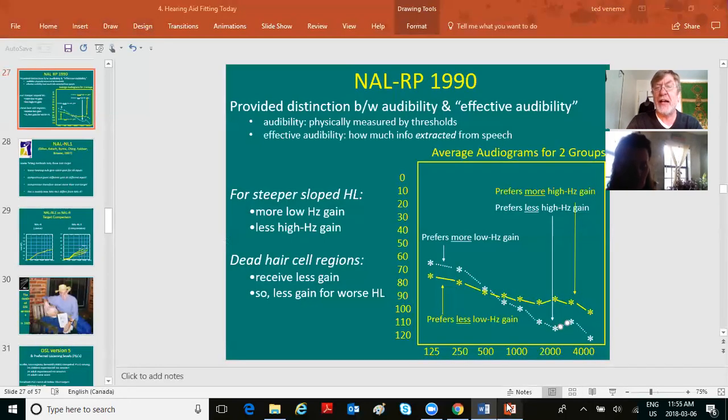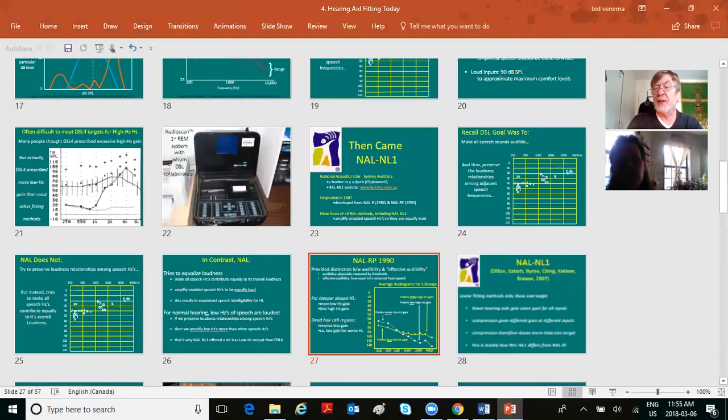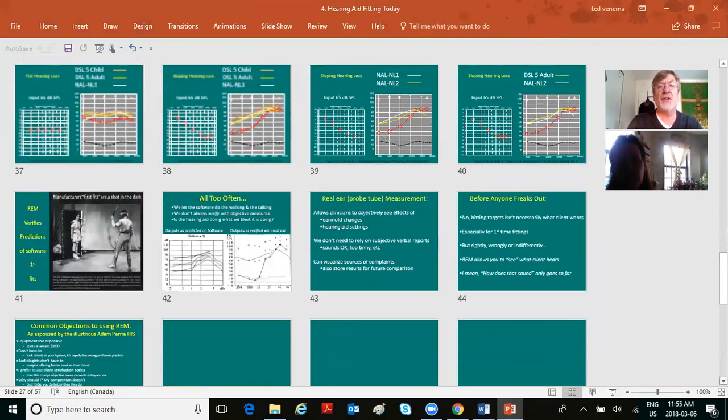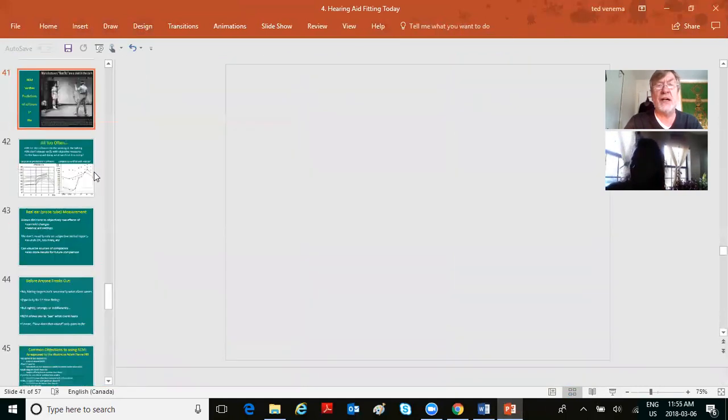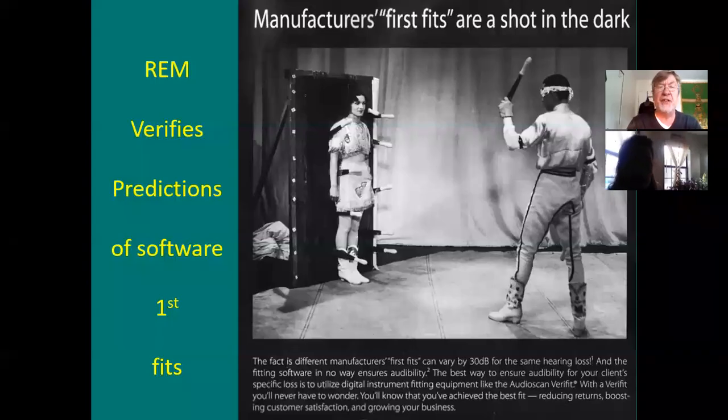Well, let's look at what happens when you don't do real ear. And we'll take a look at that as we finish this unit. So we move on over to here. That's why I showed this picture of a guy throwing knives at this person standing in front of the targets there. There she is.